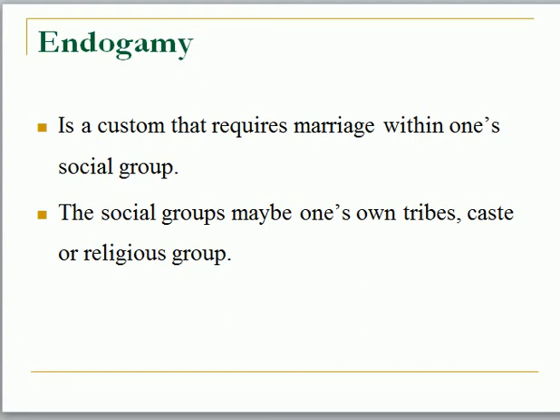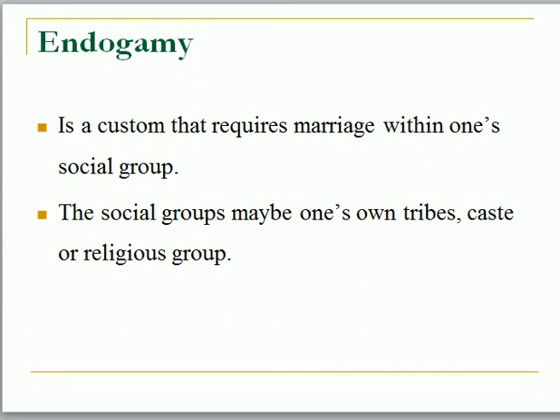A Muslim marries Muslims; a Hindu marries within the Hindu community. It means a Muslim cannot marry a Hindu, and a Hindu cannot marry a Muslim. The same is true, for example, in the caste system of Indian society: Sikhs are not allowed to marry in the Hindu community, and Hindus are also prohibited from marrying outside their caste and religious groups. If the marriage takes place within one social group, that is called endogamy.